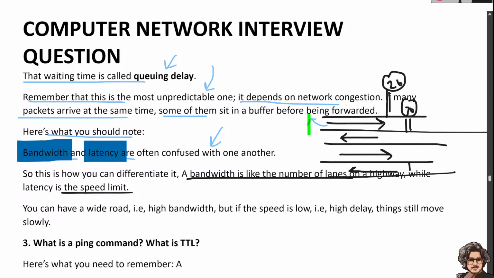So this is the thing. And you can have a wide road, like high bandwidth. This means that we have a number of lanes to pass the traffic, but the speed is low, that is, high delay, and the traffic still moves slowly. Okay, so we understand this.